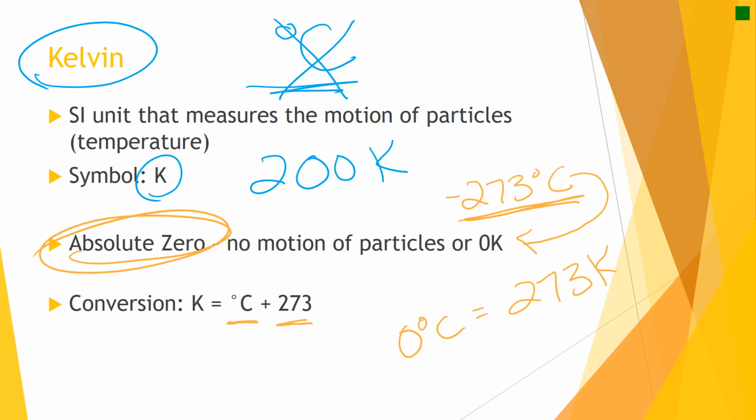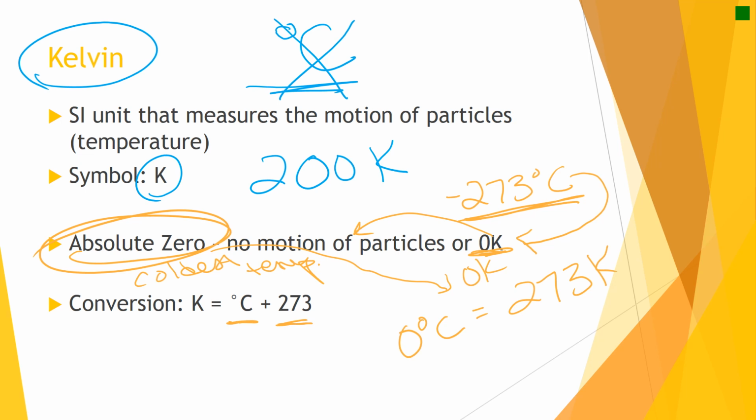Now, that is how they figured out that 0 K was the coldest temperature possible. It is known as absolute zero. So absolute zero is the coldest temperature. Why? Because temperature is the measure of movement, and at 0 Kelvin, there is no movement. Therefore, it is the coldest you possibly can get.